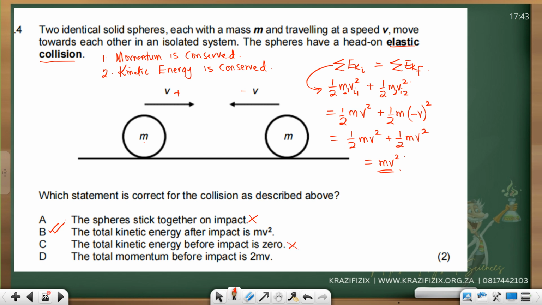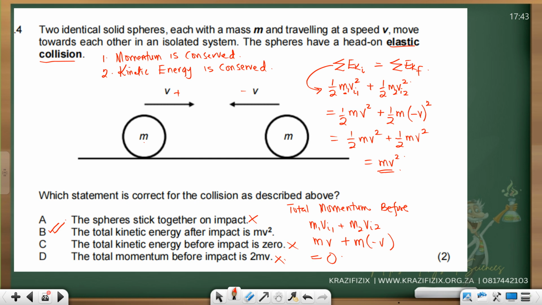The total kinetic energy cannot be 0. Objects are in motion. The total momentum before impact, this one is also wrong. Let me prove the last one wrong. If I look at momentum, total momentum before is m1 vi1 plus m2 vi2. M multiplied by v plus m multiplied by negative v, and that will give you 0.